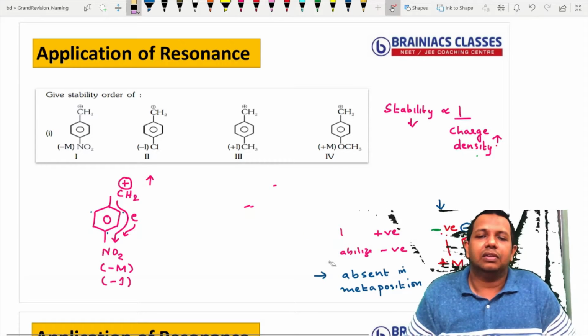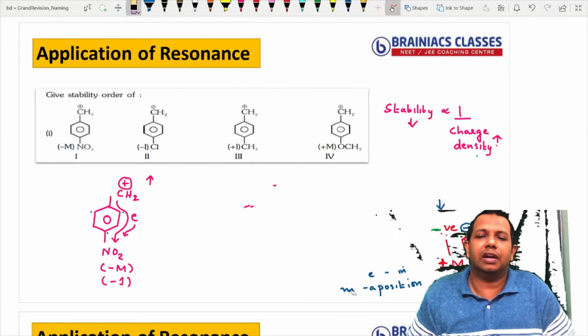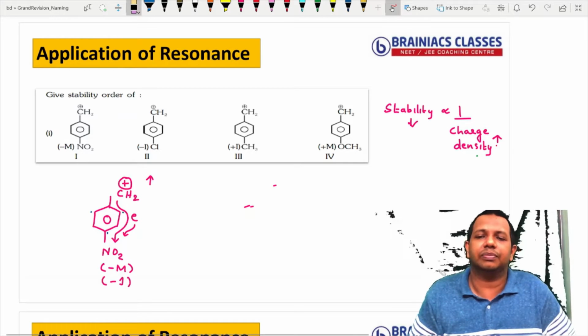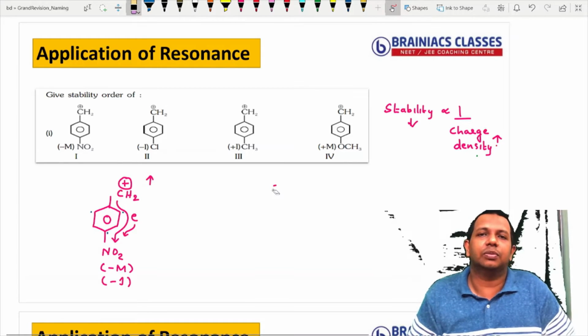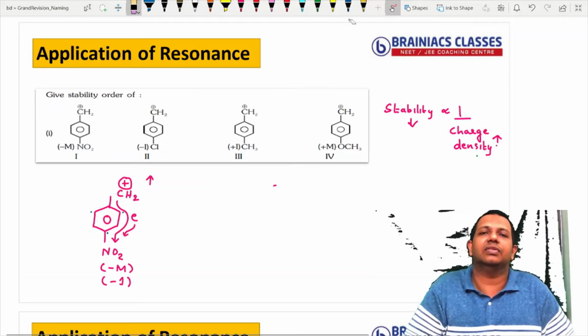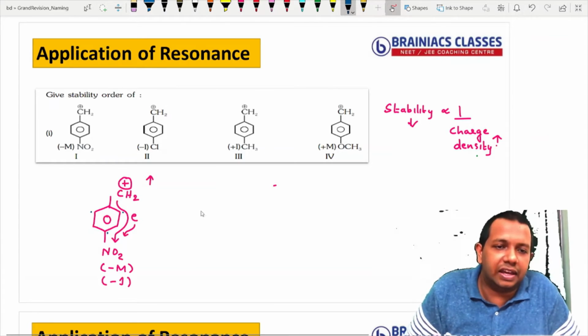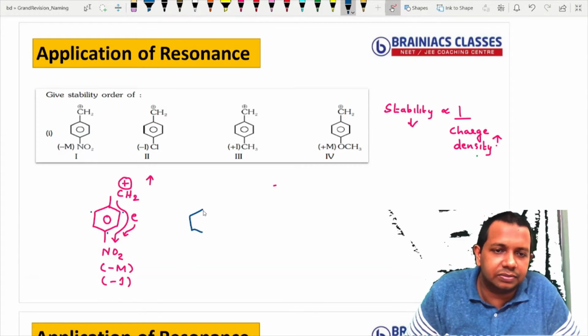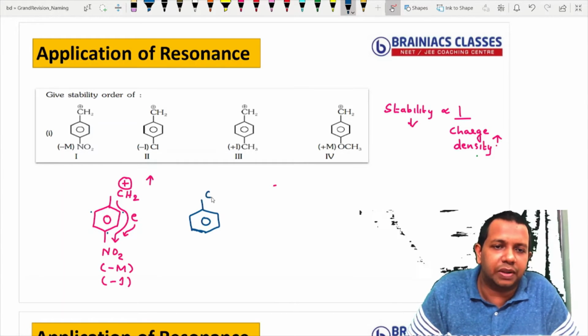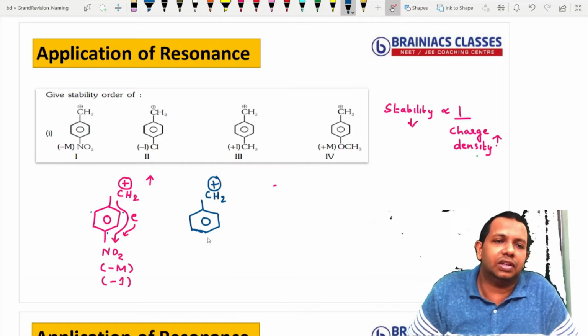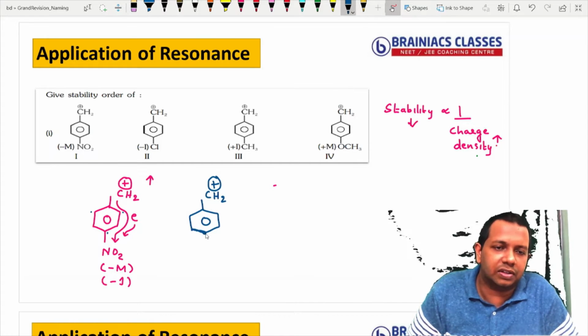Okay. So we'll go to the next option given here in the question. The next one that is given here is this one. You can see again you have a benzene ring that is connected to a CH2 plus, and it is also connected to chlorine.